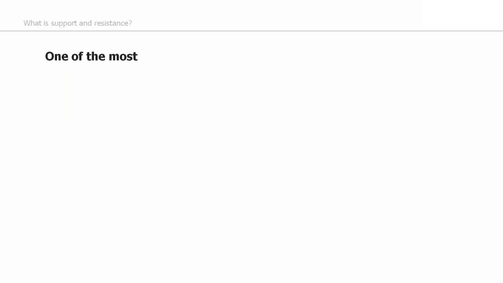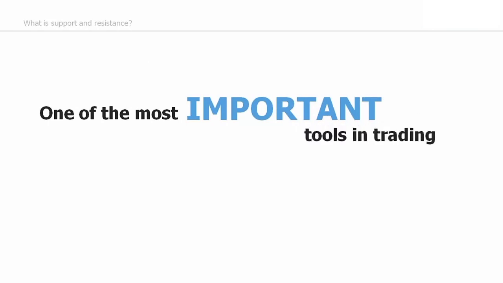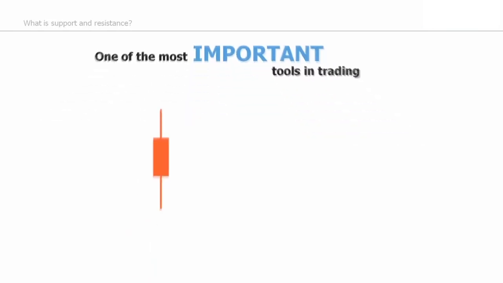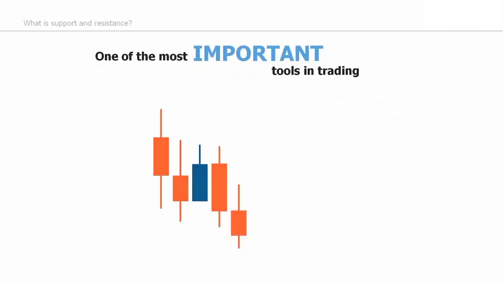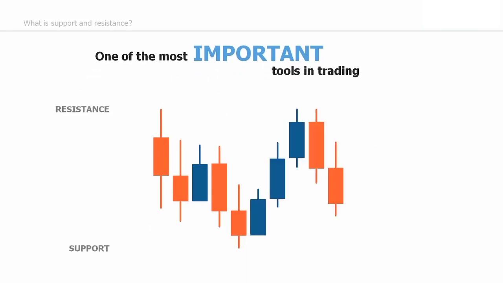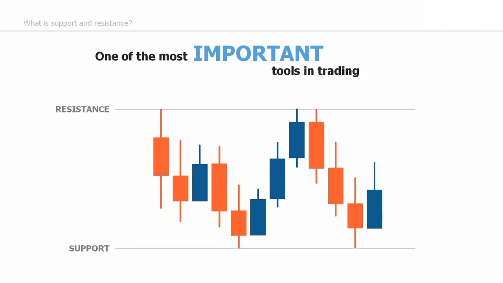Support and resistance is one of the most important tools in trading. It helps the trader predict future price action based on historical data. Support and resistance levels identify prices where buyers and sellers have previously entered the market in sufficient quantities to change the direction of the price. Support and resistance can be identified on a chart by placing horizontal lines where the price has previously reversed.